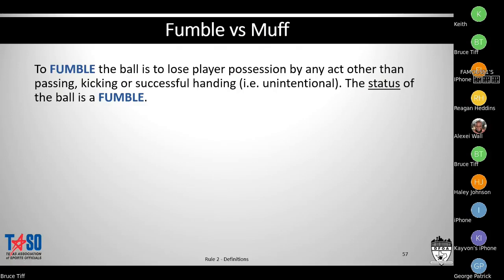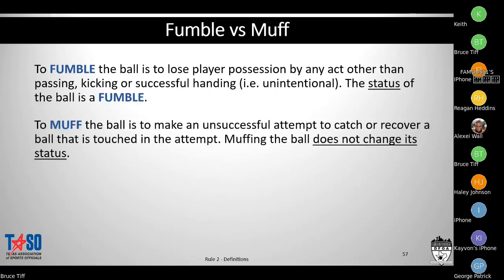To fumble the ball is to lose player possession by an act other than passing, kicking, or successful handing, i.e. unintentional. The status of the ball is a fumble. So you want to look at the situations where it's going to be a fumble or a muff. To muff the ball is to make an unsuccessful attempt to catch or recover a ball that is touched in the attempt. So they were attempting to possess the ball, but they did not.